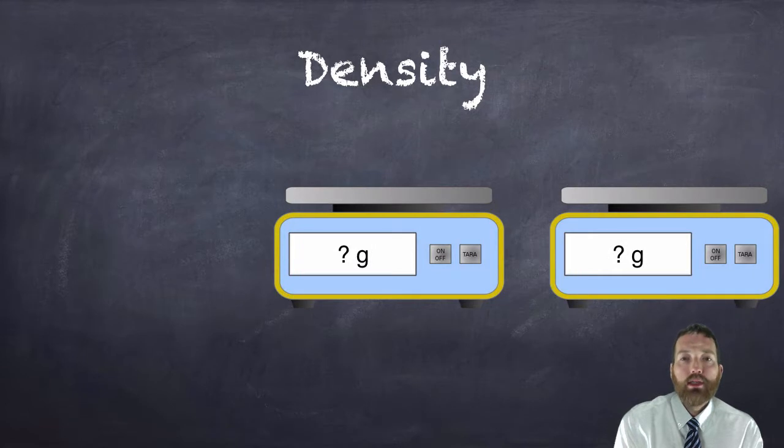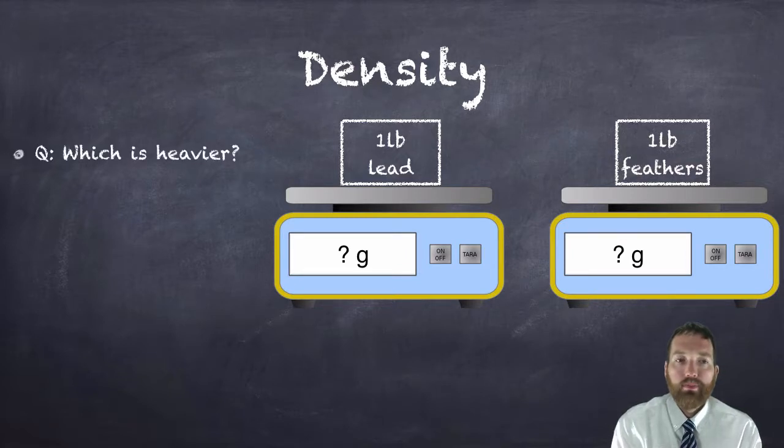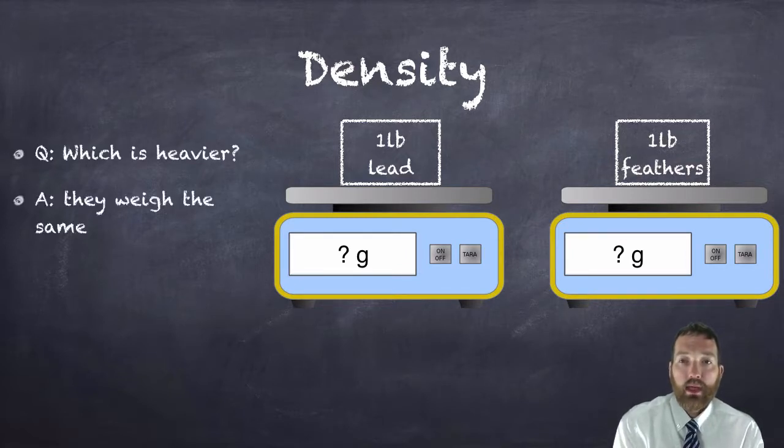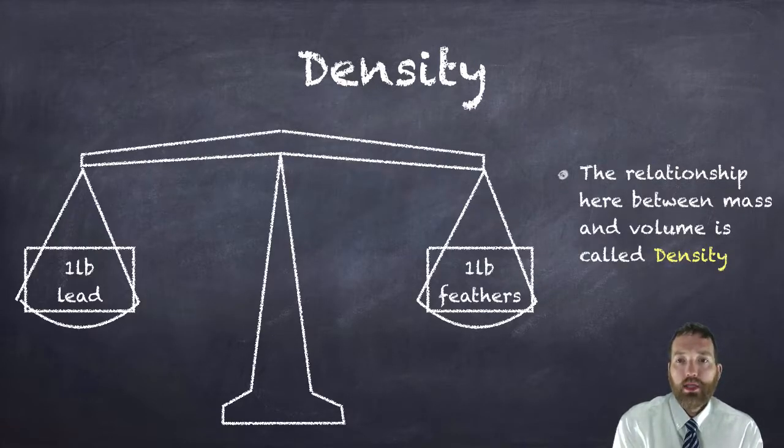Here's a question you can ask your friends or small children if you want to make them feel dumb. What is heavier, a pound of lead or a pound of feathers? The answer obviously is they weigh the same. They both weigh a pound. People who say lead are normally thinking about equal volumes of the two. The relationship here between mass and volume is called density.